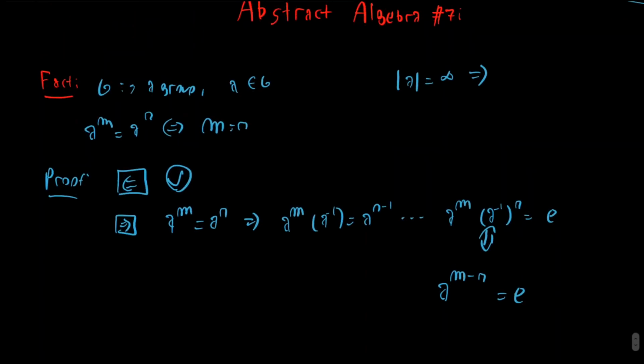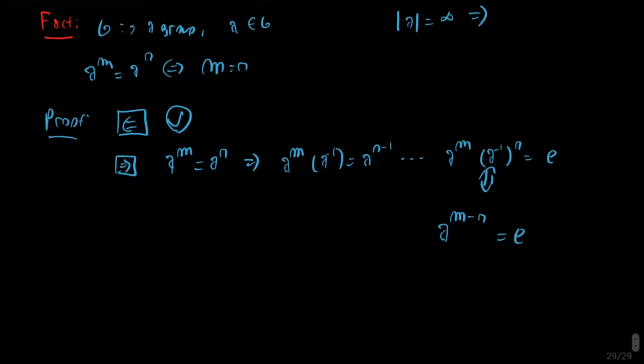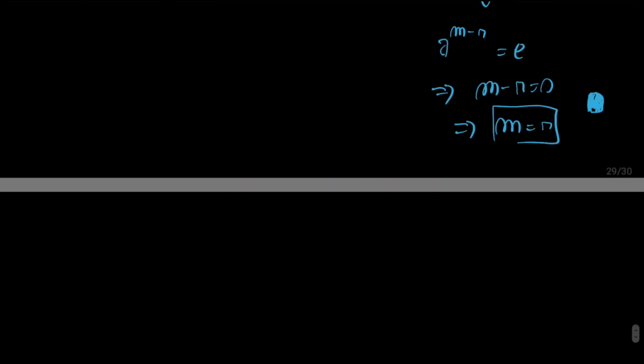But now we suppose that a was an element with infinite order, meaning that a^l is equal to e if and only if l is equal to 0. Because if l was not equal to 0, then the order of a would be l, and this would contradict the fact that a has infinite order. So for this reason, we require that m minus n is equal to 0. But saying that m minus n is equal to 0 is the same thing as saying that m is equal to n. And so with this, we have concluded the proof of this theorem, which again was very, very quick.